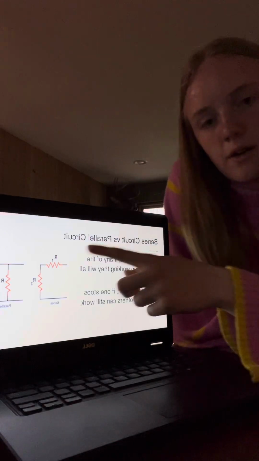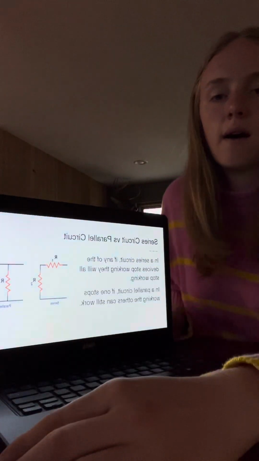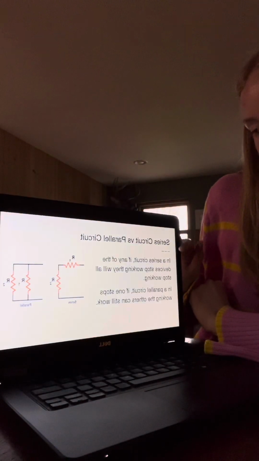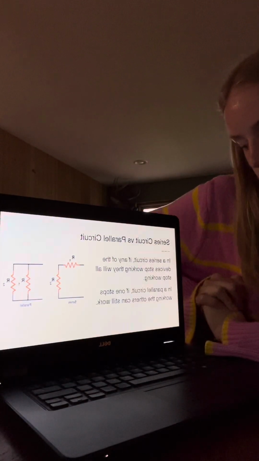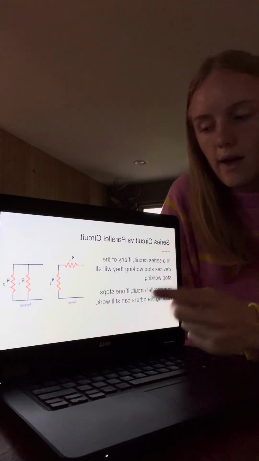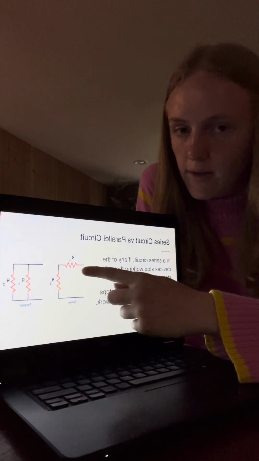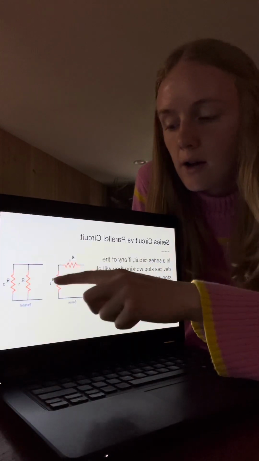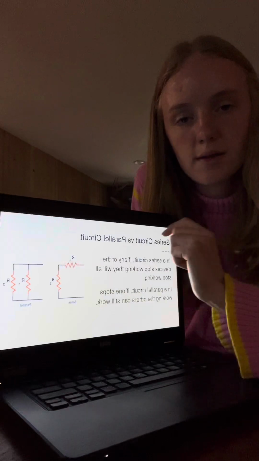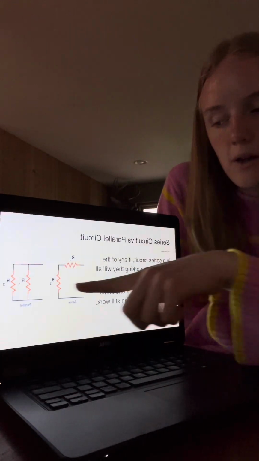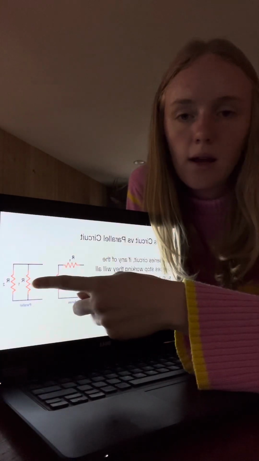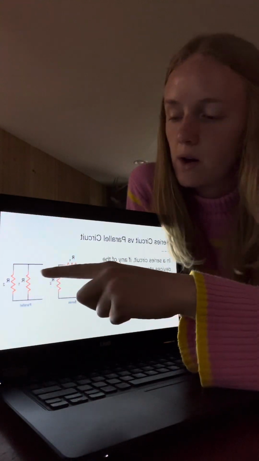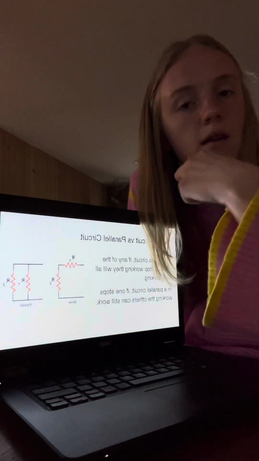And here is a picture of a series circuit, and this is a parallel circuit. In a series circuit, if any of the devices stop working, they will all stop working. So if this one labeled R1 were to stop working, R2 would also stop working because the current can no longer reach R2 because R1 stopped working. But in a parallel circuit, if R1 were to stop working, R2 would still be able to work because the flow does not have to travel through R1. It can just skip right over and go to R2.